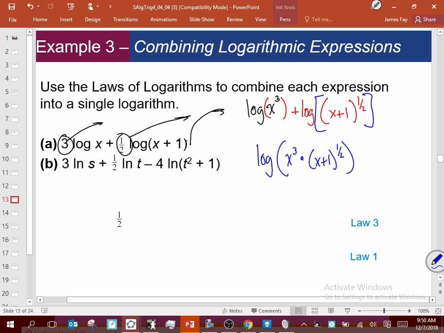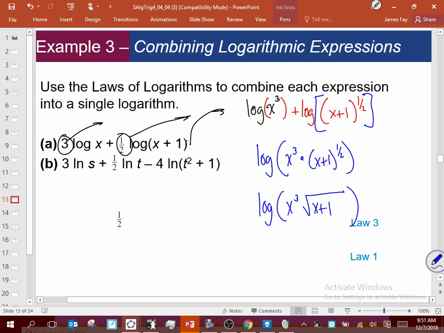That's a fine answer. But when I have rational exponents, when we want to condense our logarithms, a lot of times the overall question is to leave them in radical notation. So a lot of times we want to write this as log of x cubed times the square root of x plus 1, and that be my final result. Does that make sense? Okay. Try not to leave rational exponents.